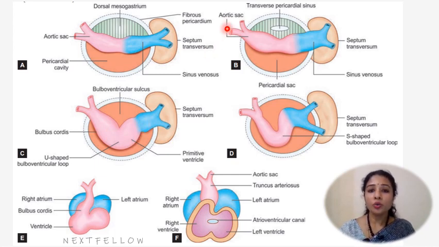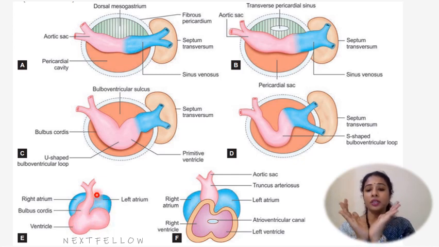So the cardiac looping, if we see, is a rightward bending and rotation of the primary heart tube that occurs over several developmental stages, which all together brings the venous and arterial poles into contact. So this is the venous and arterial poles. You can see they will come closer to each other. The venous one is the blue one and the arterial one is the pink one in this image.